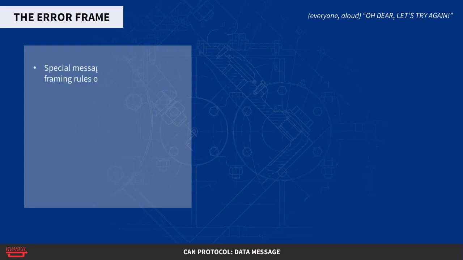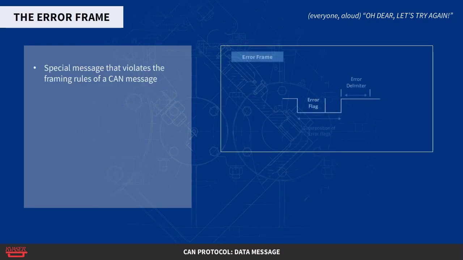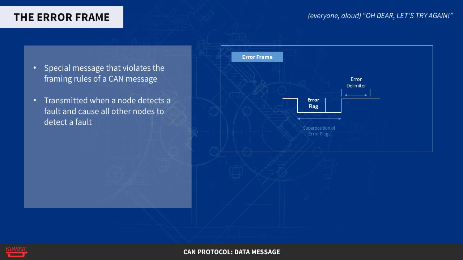Simply put, the error frame is a special message that violates the framing rules of a CAN message. It is transmitted when a node detects a fault and will cause all other nodes to detect a fault, so they will send error frames too. The transmitter will then automatically try to retransmit the message.